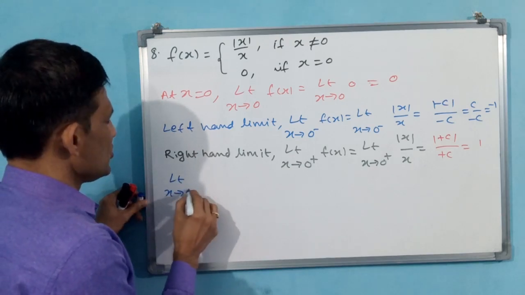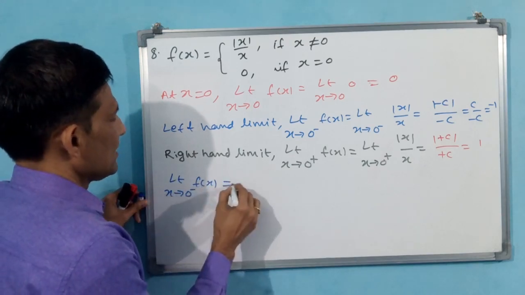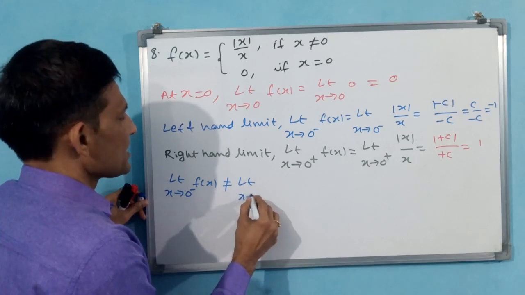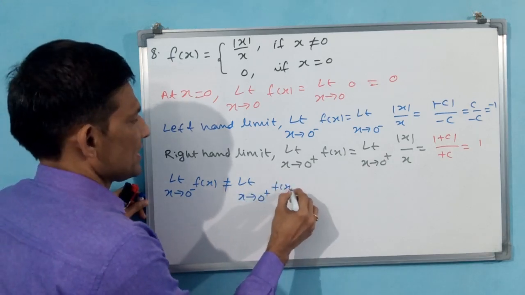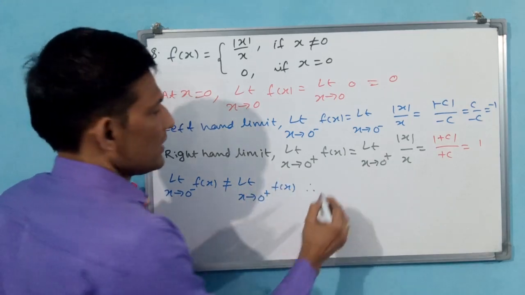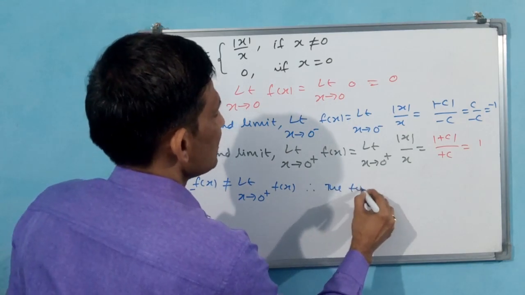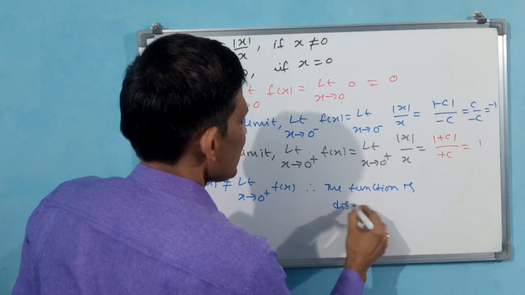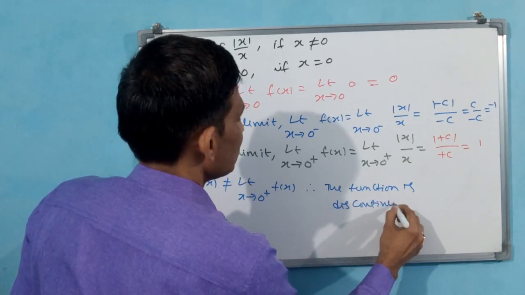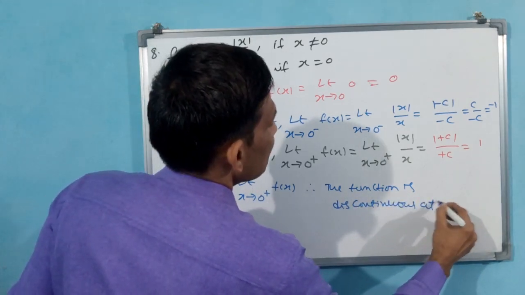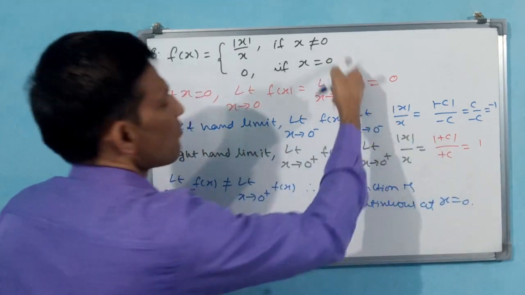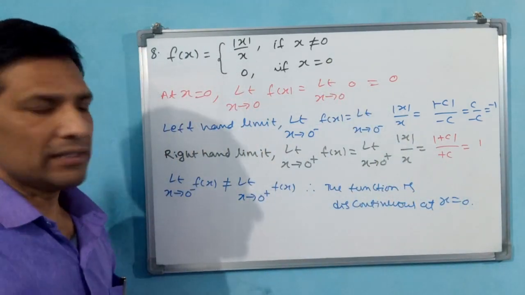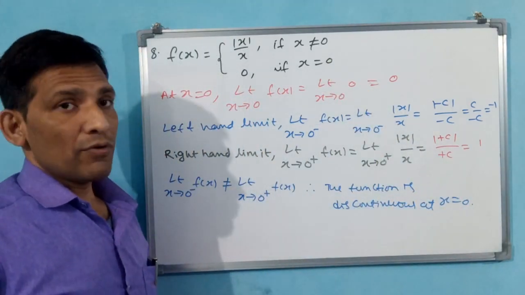Limit x tends to 0 minus f of x is not equal to limit x tends to 0 plus f of x. Therefore, the function is discontinuous at x is equal to 0. Point of discontinuity is 0. That's all. Okay. Now you understand.